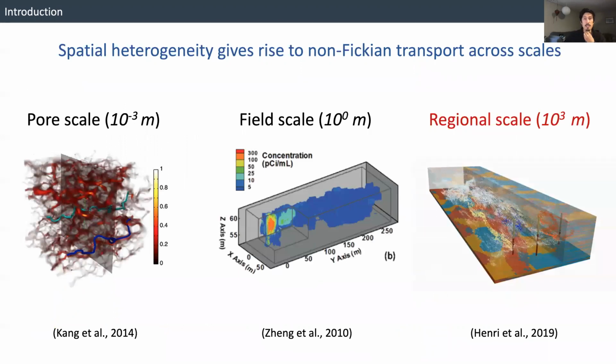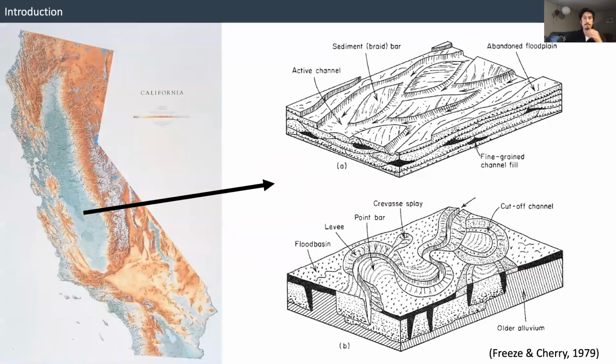Spatial heterogeneity imparts heterogeneity onto the velocity field and hence the transport. This is ubiquitous across all geologic media and all types, from fractures to porous rock, and across spatial scales. So I study transport at this regional scale here. And in order to model these regional scale processes, we need an understanding of the regional geology.